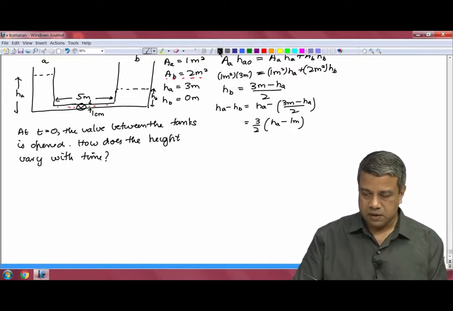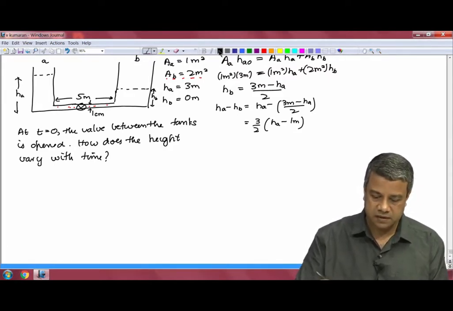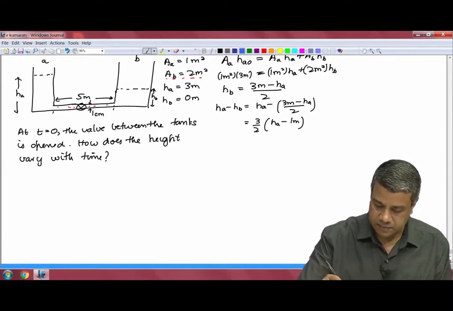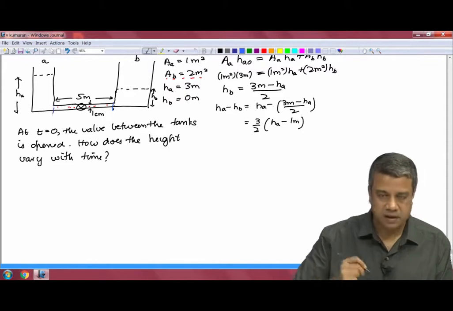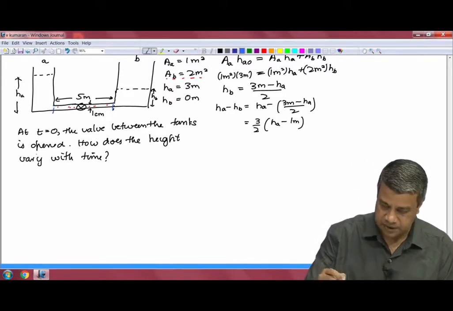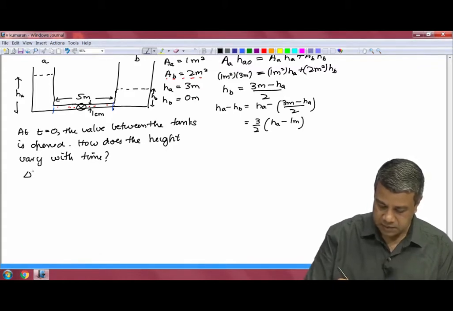So, now we know that the difference in heights results in a pressure difference across the two ends of the pipe. Delta P is equal to rho G into (HA minus HB).